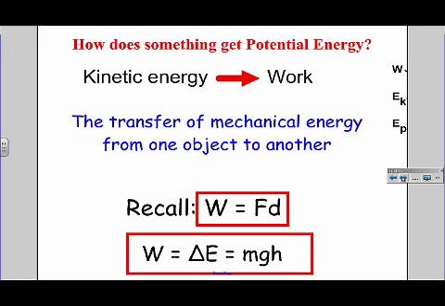How does something get potential energy? The transfer of mechanical energy from one object to another. Remember, just like before, work equals force times distance. Work is measured in joules. Energy is measured in joules, so these two can be used interchangeably. So in your question, if you're given your mass and your height, and it asks for how much work can be done, you're still just using this formula to calculate your work or your energy.